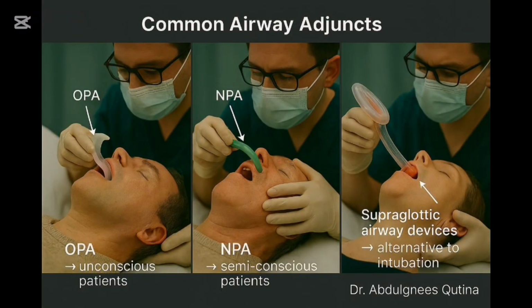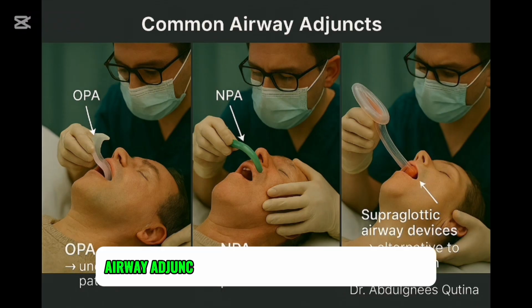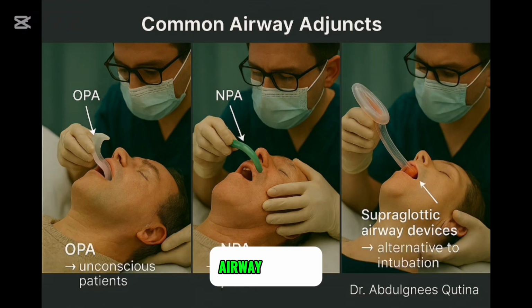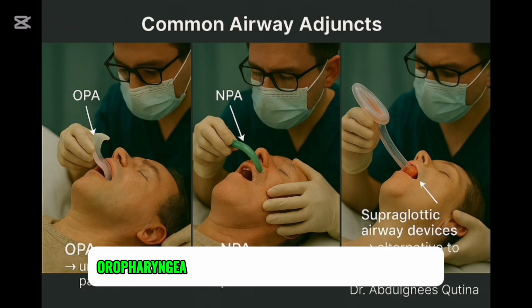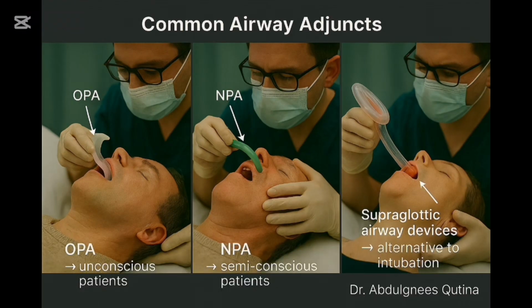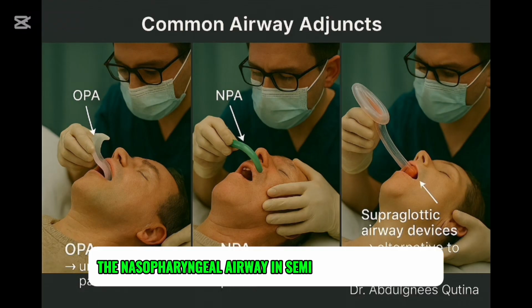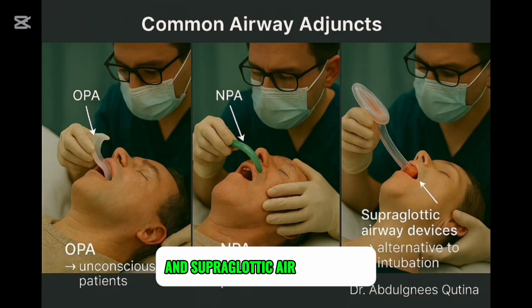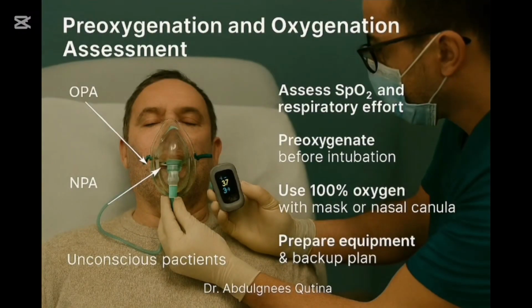Airway Adjuncts Overview. Airway adjuncts are essential tools for maintaining airway patency. The oropharyngeal airway is used in unconscious patients, the nasopharyngeal airway in semi-conscious patients, and supraglottic airway devices provide an alternative when intubation is difficult or delayed.